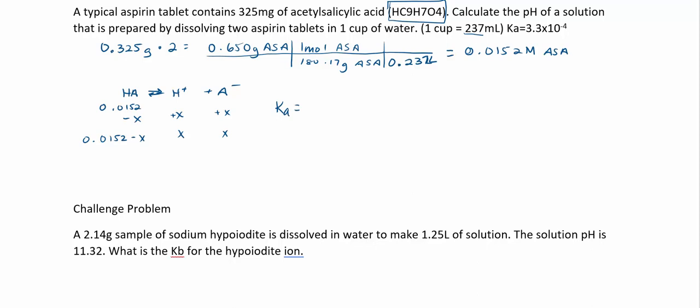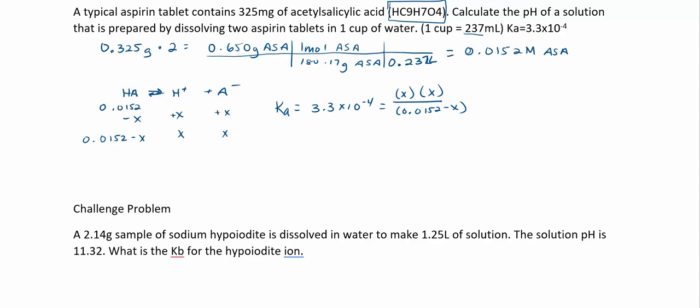So my Ka has a value, and that value is 3.3 times 10 to the negative 4. And that's going to be equal to the concentration of my H times the concentration of my A minus divided by the concentration of my HA, all at equilibrium. Now, this is one of those that you cannot simplify, and you can't simplify it because of that rule of 1,000. The initial concentration is not 1,000 times different than the Ka value. So we cannot simplify this. I need to multiply both sides by the denominator.